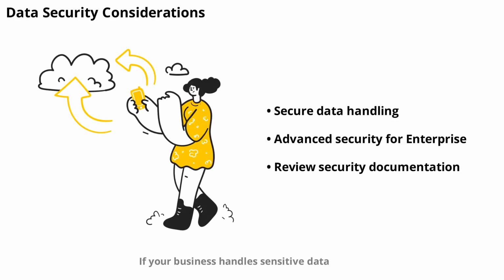If your business handles sensitive data, security should be a top priority. The Enterprise plan offers advanced security features, but even the Basic and Pro plans provide secure connections and data handling. Always review Zapier's security documentation to ensure your data is protected at the level you require.